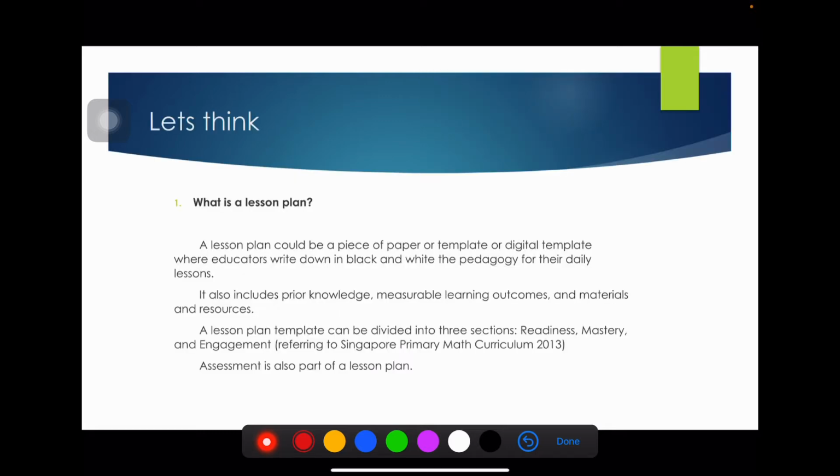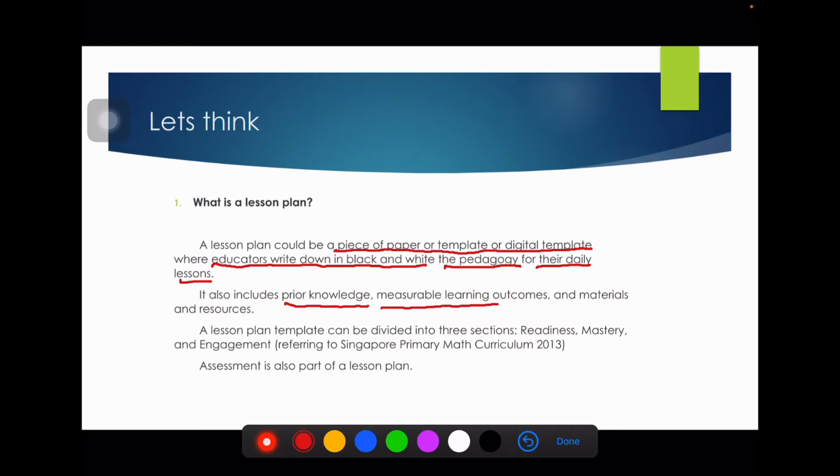Now, a lesson plan can be a piece of paper or a template or digital template where educators write down in black and white the pedagogy for their daily lessons. Pedagogy means how you teach. It's the teaching method that you use. It also includes prior knowledge, measurable learning outcomes, and the materials and resources that you use.